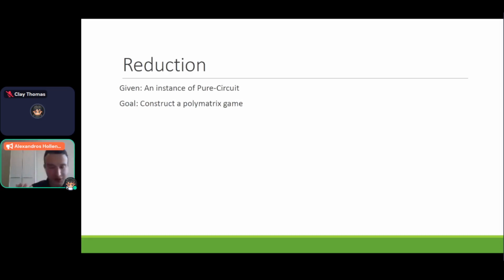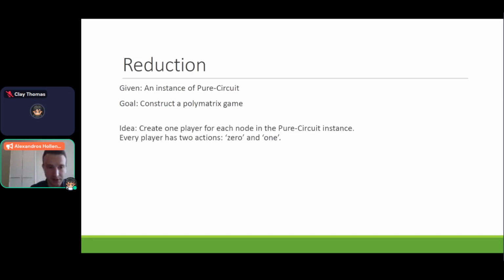So again, what is a reduction? Well, we're given an instance of pure circuit. We have to construct in polynomial time a polymatrix game from that instance. And the idea, I'm just going to do a high-level thing because we don't have much time.